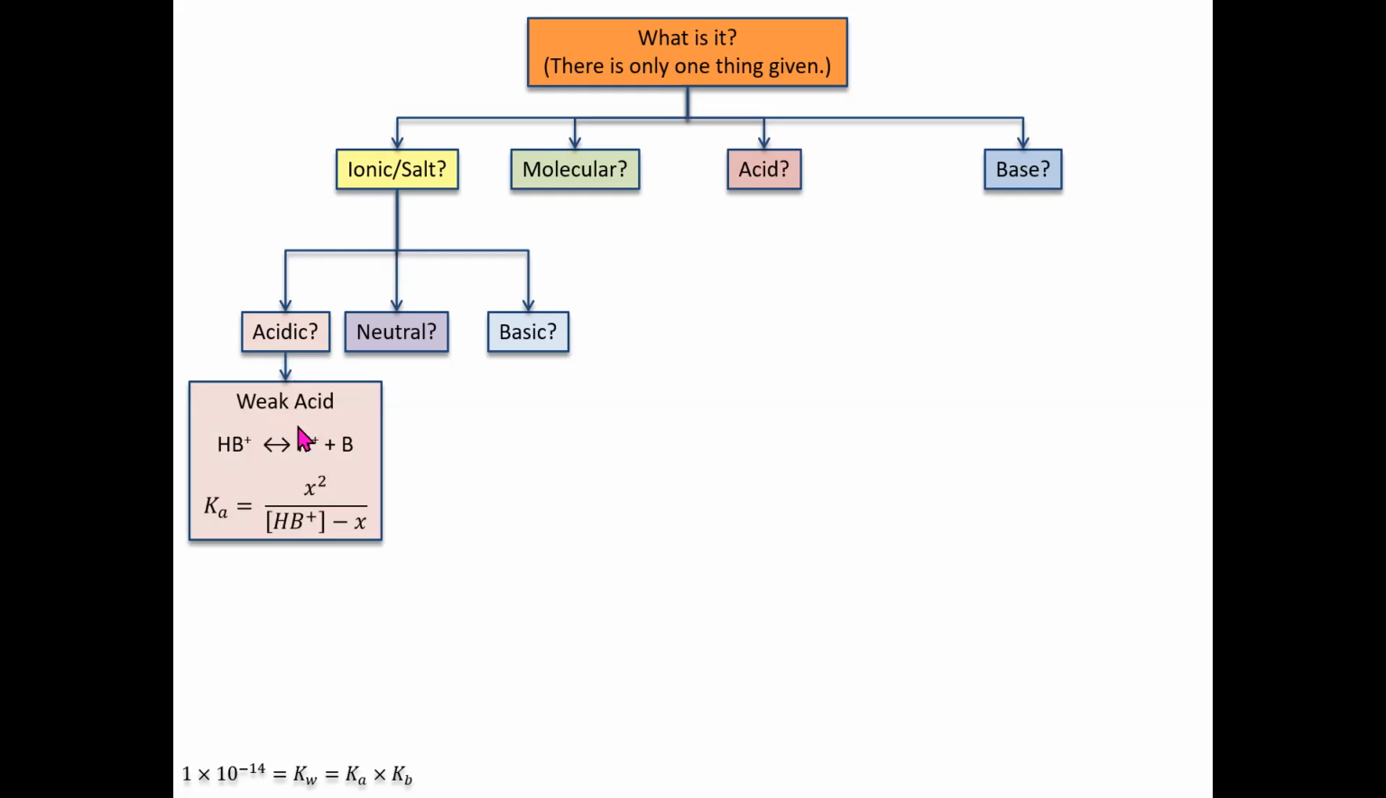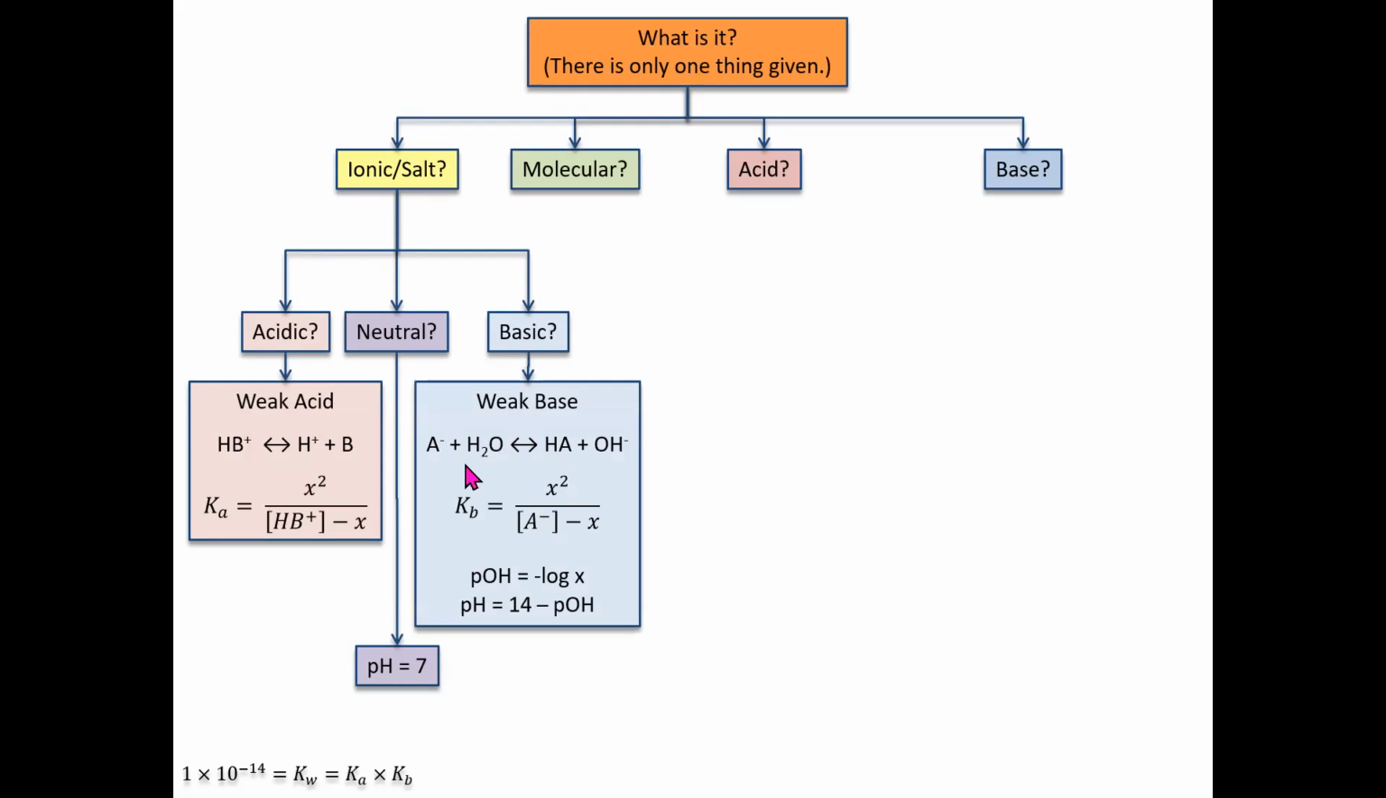So if it's acidic, we treat it like a weak acid. If it's neutral, no calculations needed, it's just a pH of 7. If it's basic, we treat it just like a base. And notice how similar these are to each other. Whereas the acid form, we've got the Ka. So the acid dissociating is the H plus and the anion, or the base, where the base takes a proton from water to make the conjugate acid and the OH. But still, the constants are products over reactants.